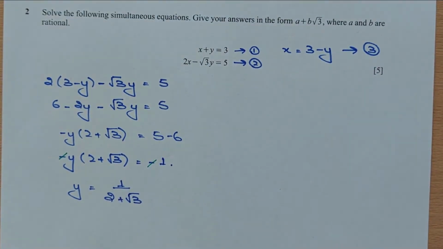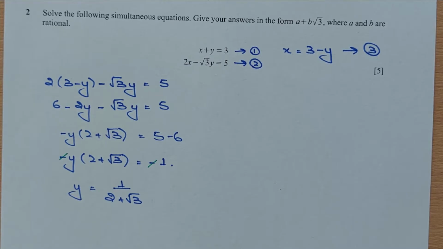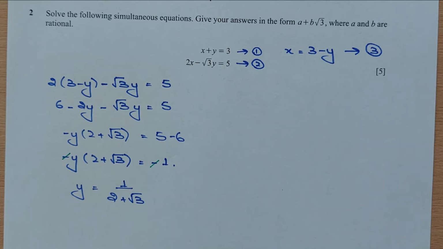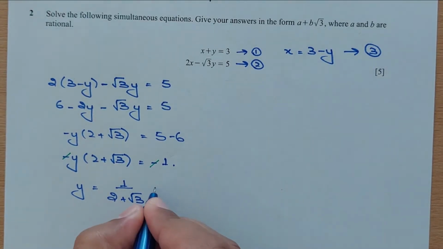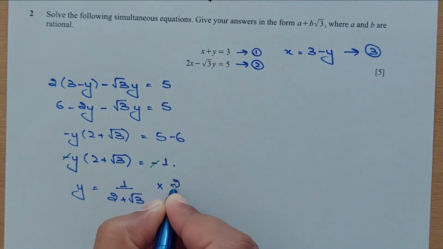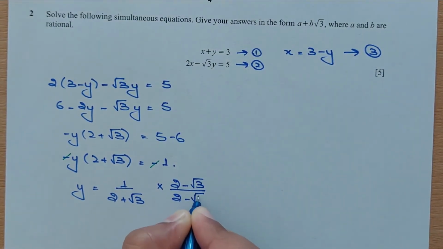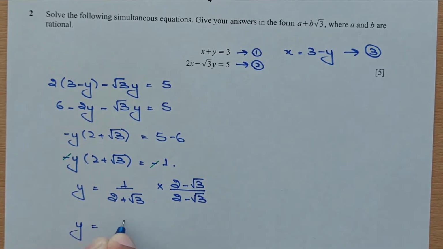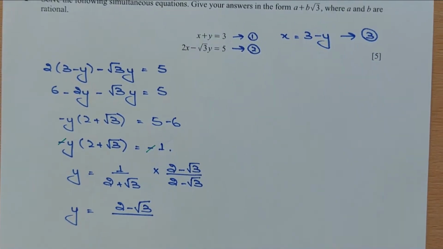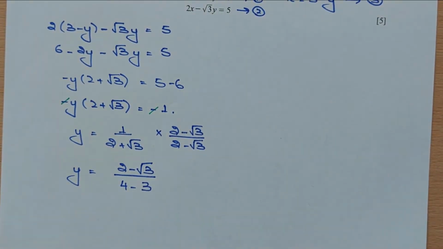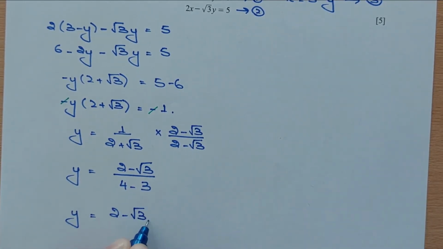As you can see, in the denominator we have an irrational expression, so we can do a rationalization. Multiplying by the conjugate of the denominator, 2 minus square root of 3 divided by 2 minus square root of 3. So y equals 2 minus square root of 3, and in the denominator 2 squared is 4, minus square root of 3 squared is 3, so 4 minus 3 is just 1. So y equals 2 minus square root of 3. This is the value for y.